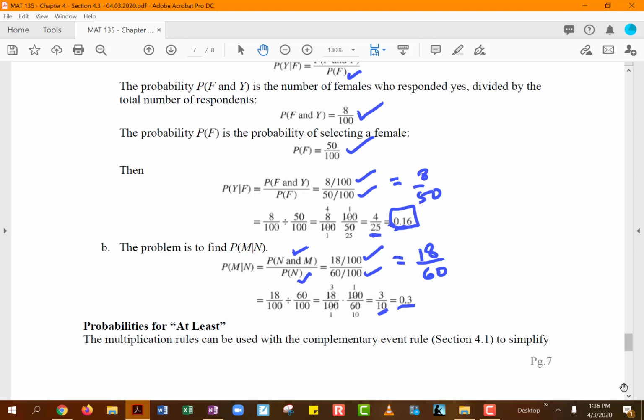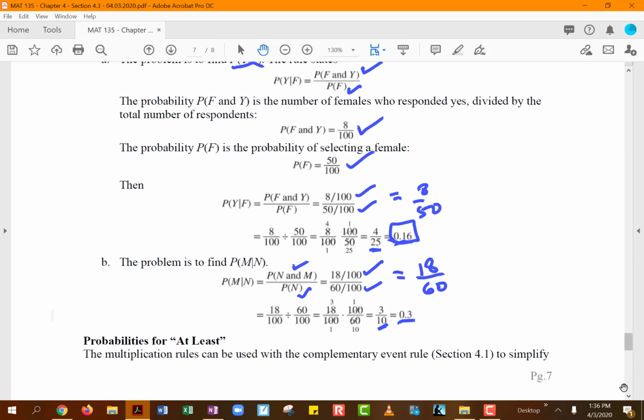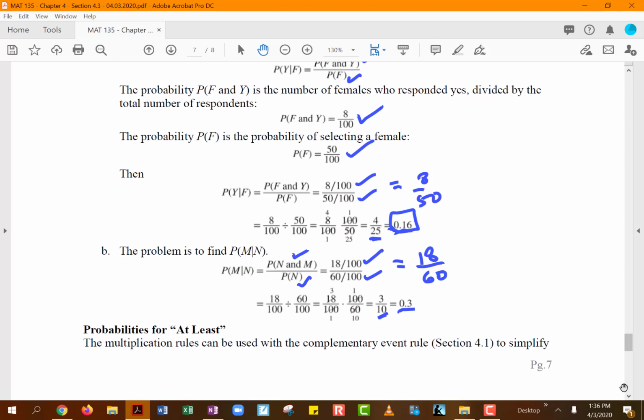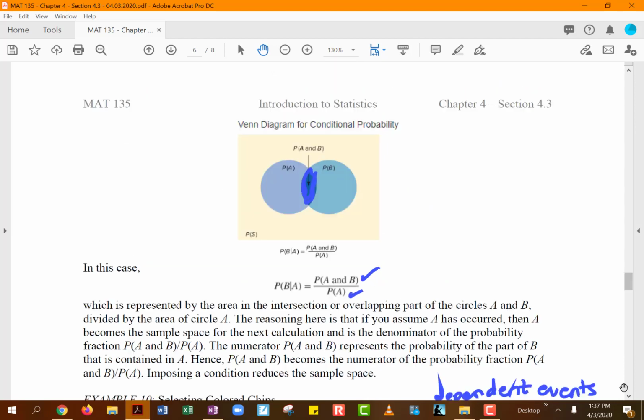Now here's something that might help you remember when you're working through these conditional probabilities. You see how this order is Y, given that it's F. So you can see F is the second value, so that's what's going on the denominator. So that can kind of help you remember which is the probability you divide by. Same thing here, you have M given N, so N is the second value, so again N is going to be your probability on the bottom, and then of course the combination of yes and female.